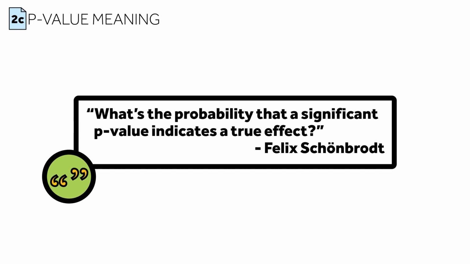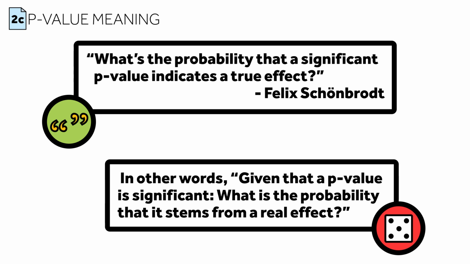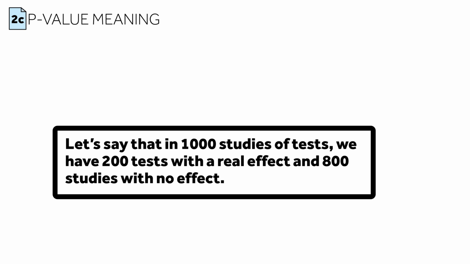Many times what we care about is, as Felix Schomburg says, and I'm quoting, what's the probability that a significant p-value indicates a true effect? In other words, what is the positive predictive value of a significant p-value? Another way of saying this, given that a p-value is significant, what's the probability that it stems from a real effect? We can look at this another way.